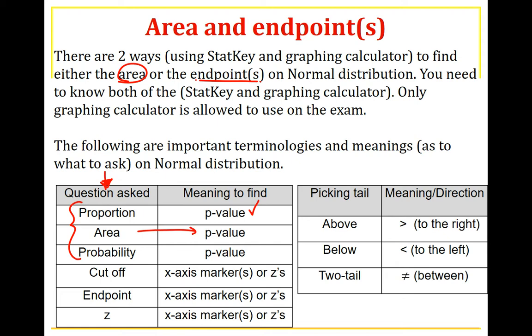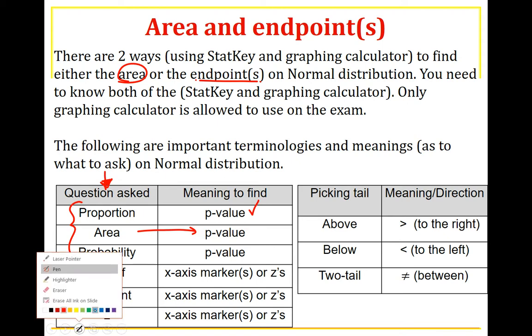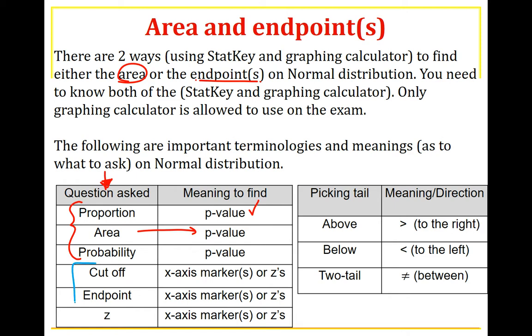If you see the words cutoff, endpoint, or z, you see any of those words, maybe even what score, then you're looking for something on the x-axis or the z-axis. And we'll discuss the difference between the x and the z pretty soon. You're looking for an endpoint. There's only two things to calculate here, guys. Endpoints and area.